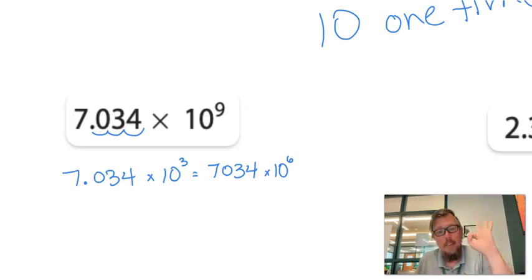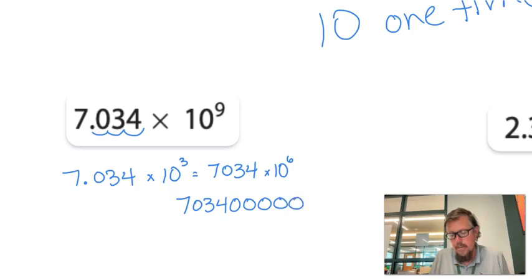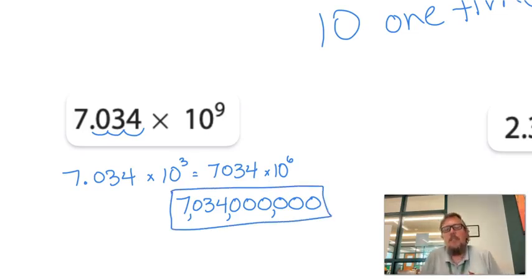Okay, multiplying by 10 3 times got the decimal to the end of the number. I need to multiply by 10 6 more times now to get to a total of 9. So I'm going to take my 7,034 and just add 6 zeros onto the end. So let's count them. 1, 2, 3, 4, 5, 6. There's my 6 zeros. I'll put in the commas just to make the number easier to read. And my final answer is 7,034,000,000. That is quite a large number. And that's 7.034 times 10 to the ninth power.